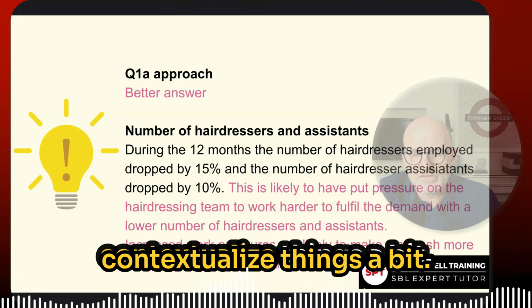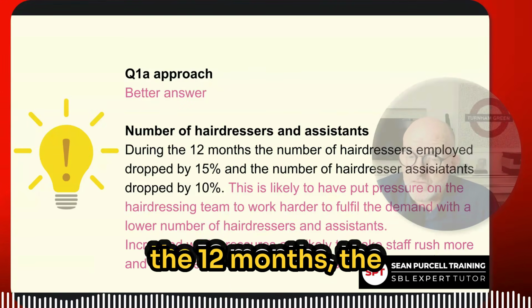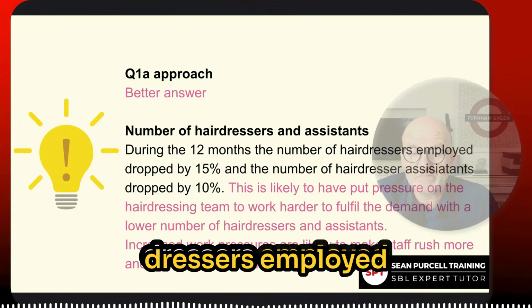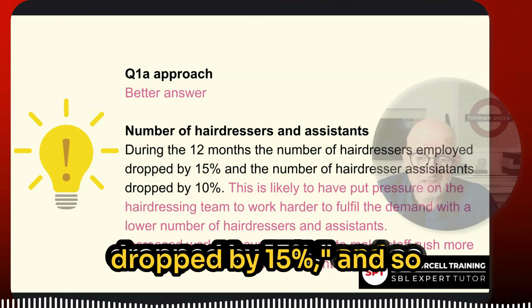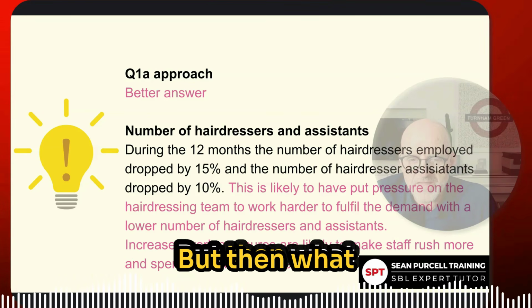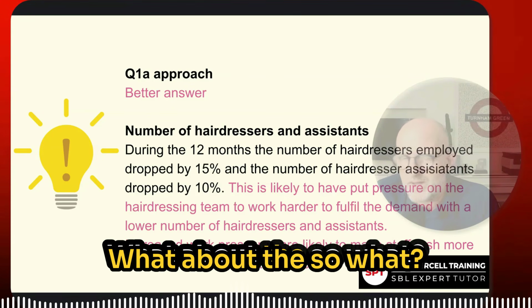So what would a better answer look like? Well, it might just contextualize things a bit. It might say during the 12 months, the number of hairdressers employed dropped by 15%. And so it gives some context. But then what about the why? What about the so what?